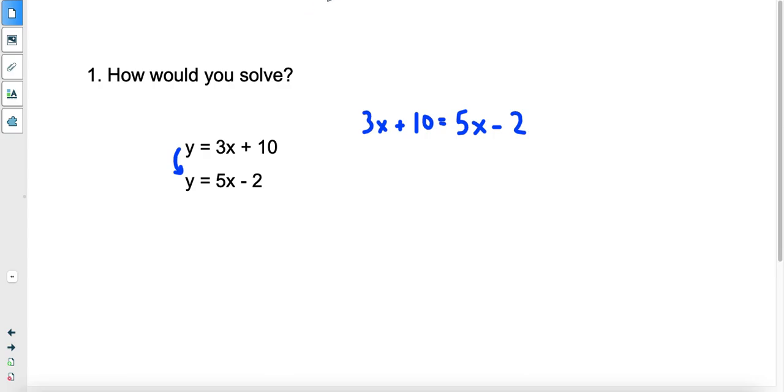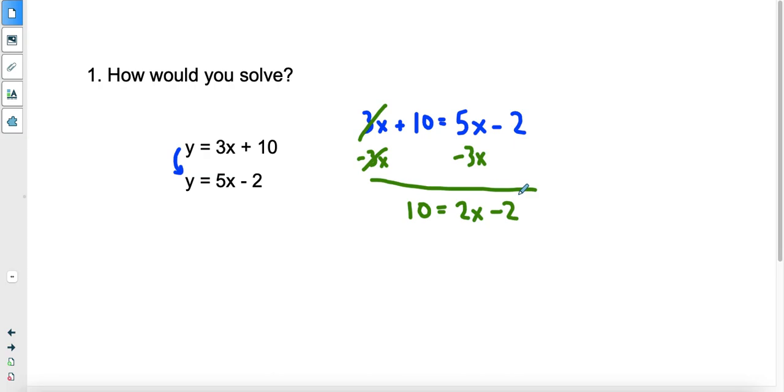Well, there's several ways I can solve this. One way is by subtracting 3x from both sides. On the left-hand side, 3x minus 3x is 0, so those cancel out, and I'm just left with 10. On the right-hand side, 5x minus 3x is 2x, and then we're left with a minus 2.